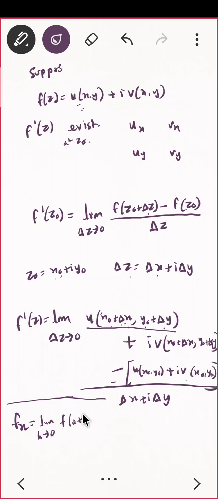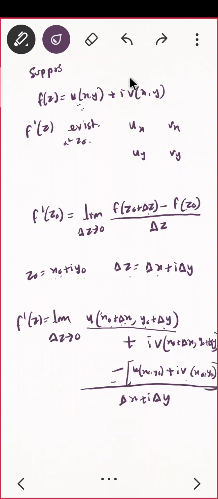f of a plus h comma b minus f of a b upon h. Do you remember this? It should be upon h, correct? And if you put a comma b plus h minus f of a b upon h, or mostly people say k, a comma b plus k upon k, then it will be fy, correct? Partial derivative with respect to x. I'll just erase this; it was just to remind you of the definition. So let us take the real part together and the imaginary part together and see what is happening.